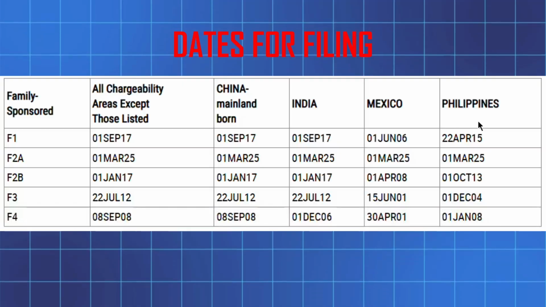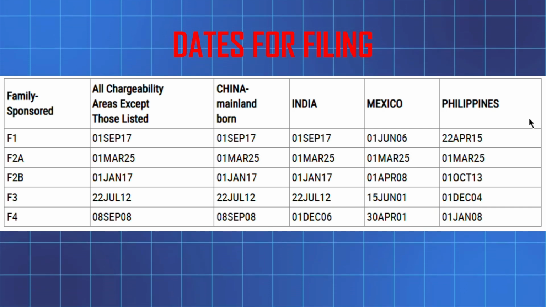Now let's uncover July 2025 on the Visa Bulletin Board. This is the family sponsor preference category.